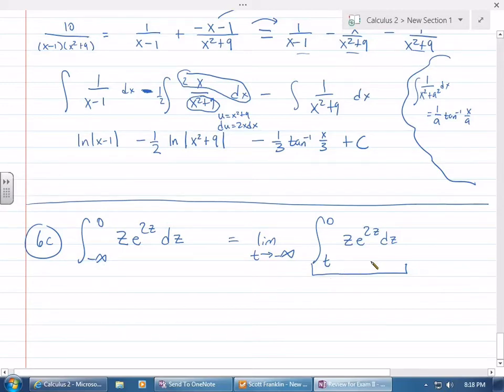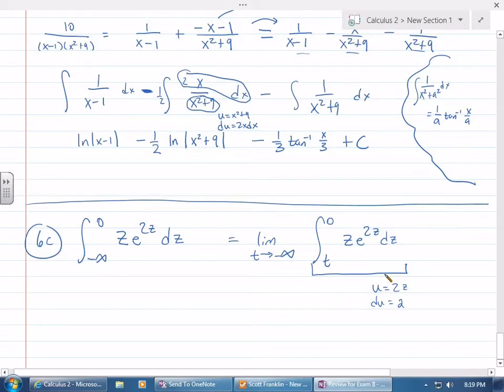If I tried substitution, the problem is I've got a z that I don't know what to do with, right? Because if I let u be the 2z, which is the most obvious choice, what's du? It's just 2 dz, right? So I can replace this with u, but what do I do with this? There's nothing to be done with it. You've got to turn everything to u before you can do that. So that's why substitution fails.